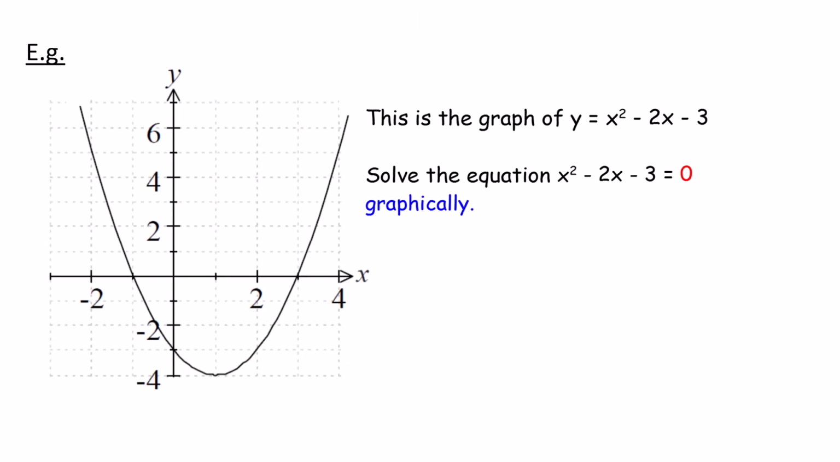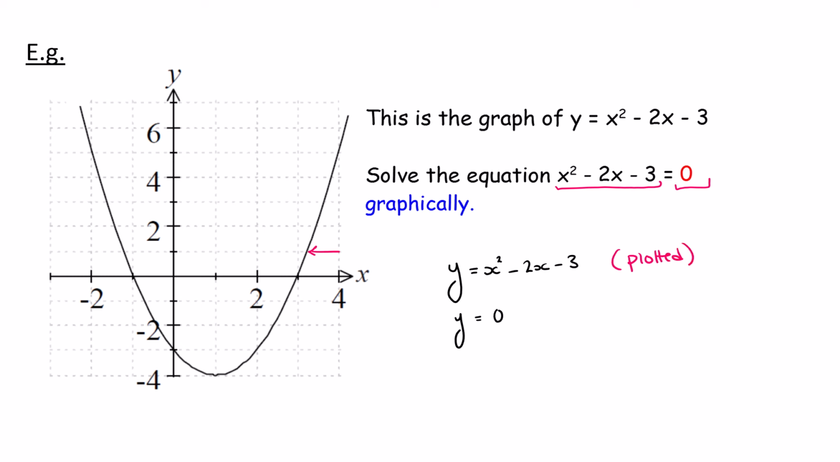So the first example here says this is the graph of y equals x squared minus 2x minus 3. Solve the equation x squared minus 2x minus 3 equals 0. This is the first graph, which is a quadratic, and it's already plotted for you, and the 0 is the second graph. Effectively, you have y equals x squared minus 2x minus 3, and y equals 0. That's why I can write them next to each other, because they both equal y. This one is already plotted for you.